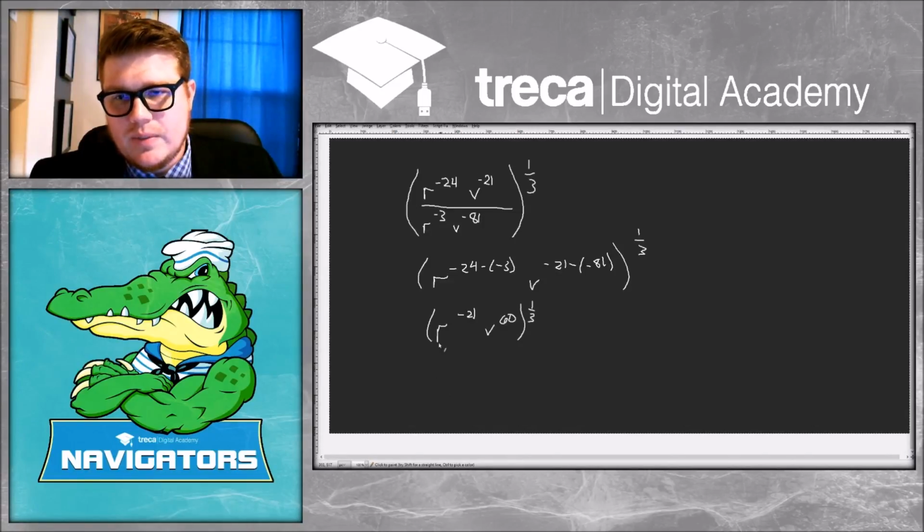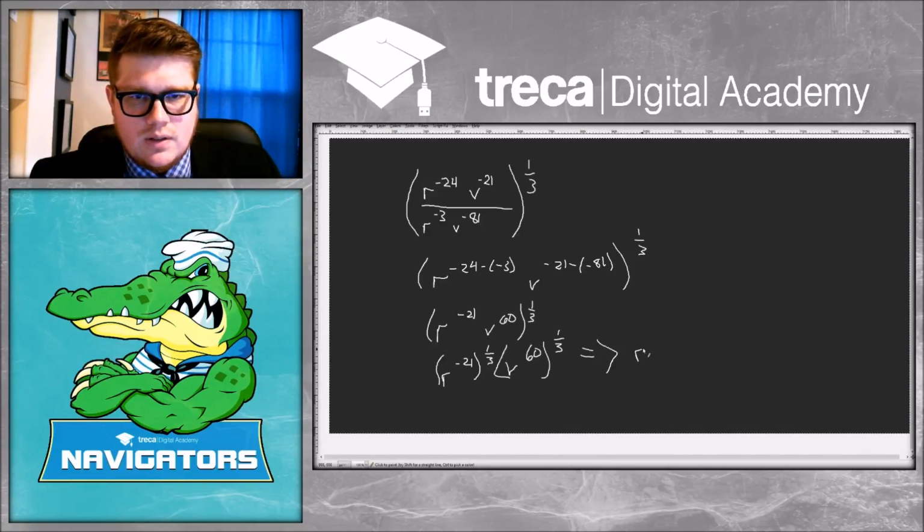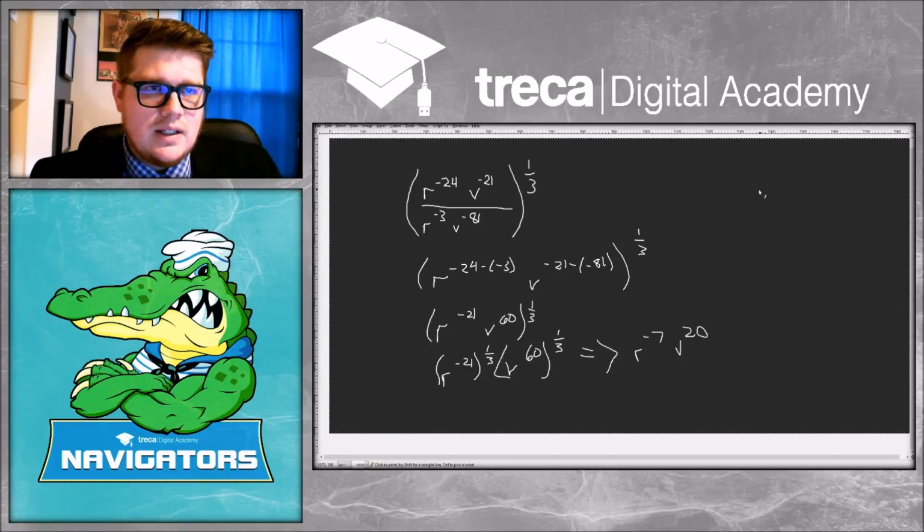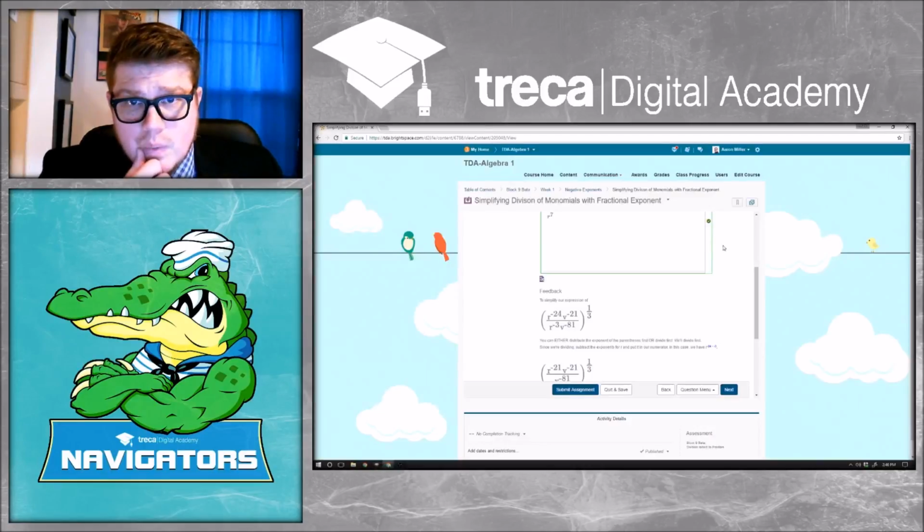And now we distribute and say r to the negative 21 to the 1/3, v to the 60th to the 1/3. And that gives us r to the negative 7th, v to the 20th. And again, v to the 20th power over r to the 7th, which is what we got here.